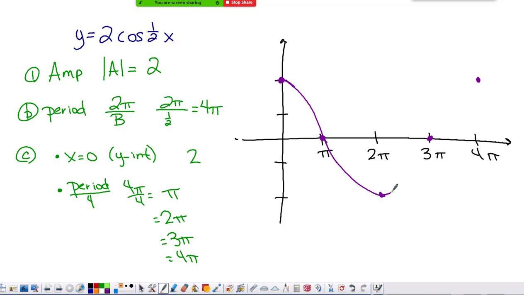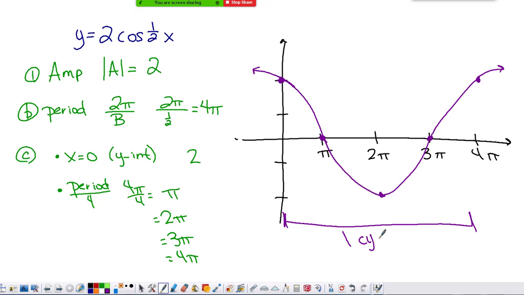The more you practice these, the better you get. And it keeps going forever, like all of our little functions, so we're going to throw some arrows on there. And we know that from 0 all the way to 4 pi is one cycle. It would take me all the way to 8 pi to go around it twice. Does that make sense? It gets easier the more you practice, just like everything.